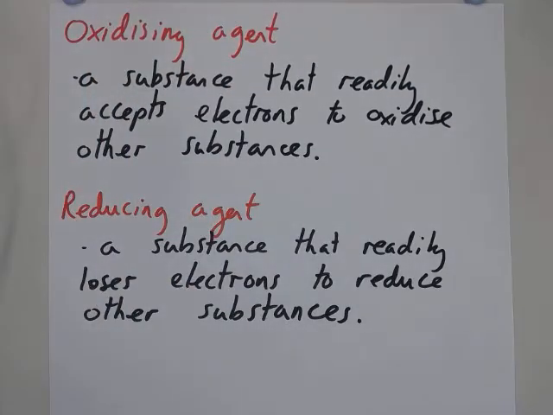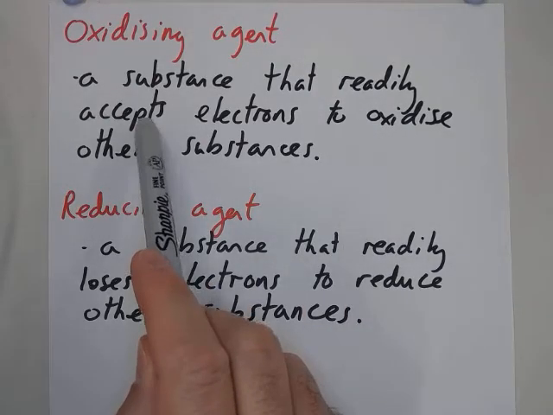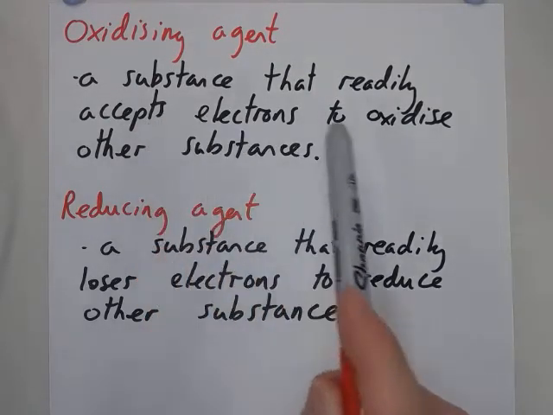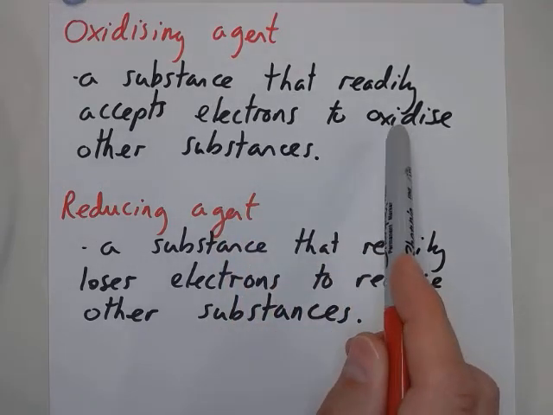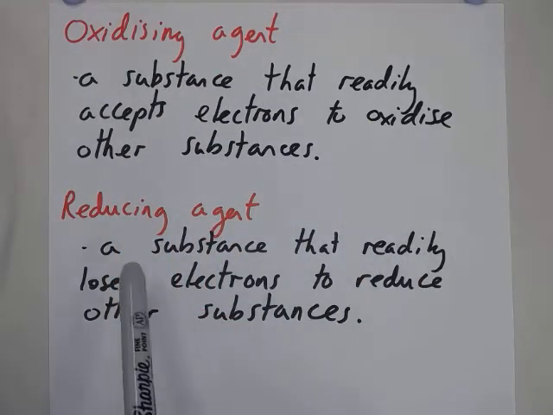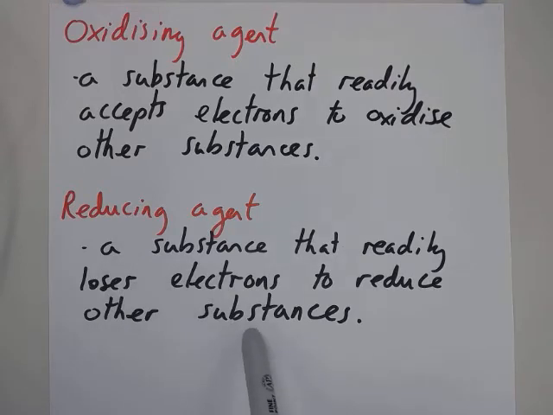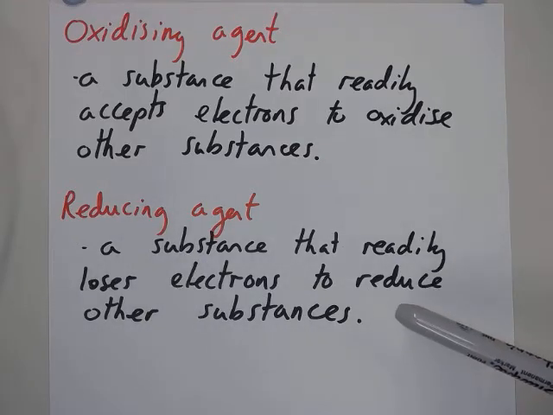agent. So you've got to think about it. What is that thing doing? Okay, if it's being reduced, so if it accepts electrons, it gains electrons, it must be oxidizing something else. So the thing that gets reduced in a reaction is the oxidizing agent, and vice versa. The thing that gets oxidized loses electrons by giving them to something else. So it's reducing something. So it's a reducing agent. Okay, so these are two definitions you need to know.